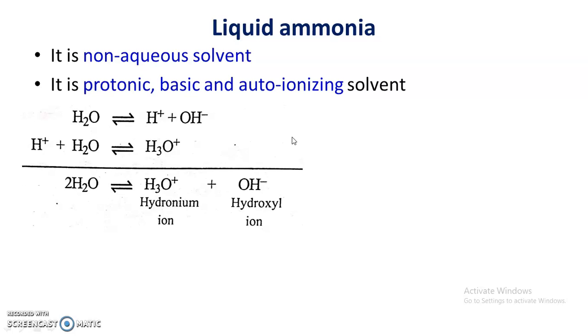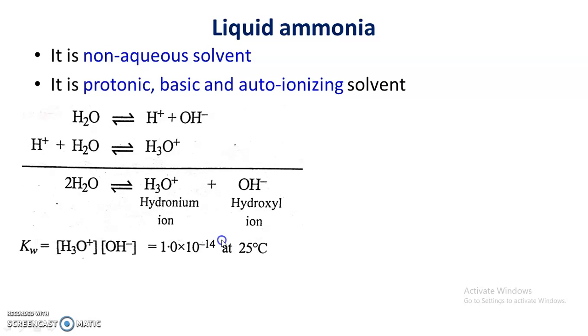You know, water undergoes auto-ionization. For example, water undergoes dissociation and there is a formation of H plus and OH minus ions. A water molecule also accepts a proton and there is a formation of hydronium ion. The net reaction is: in two water molecules there is auto-ionization. One water molecule transfers a proton, and at the same time the other water molecule gains a proton. So water acts as an acid as well as a base. It undergoes auto-ionization and forms hydronium ion and hydroxyl ion.